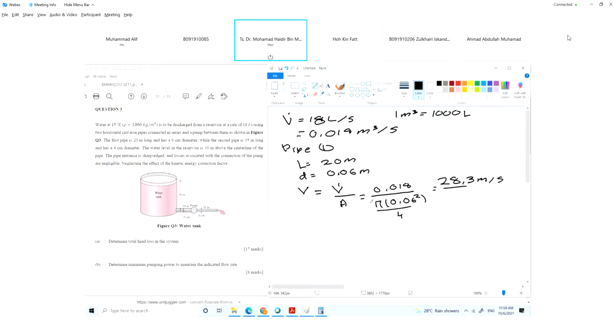Why is the value for V important here? Because for this question what you need to know is the total head loss. To determine the total head loss, you need to know the type of flow: laminar, transition, or turbulent. To know that, you need the Reynolds number. Reynolds number is equal to rho V D over mu. I didn't give the dynamic viscosity. So rho is 1000, V is 28.3, the diameter is 0.06, and mu is, what is mu for water?